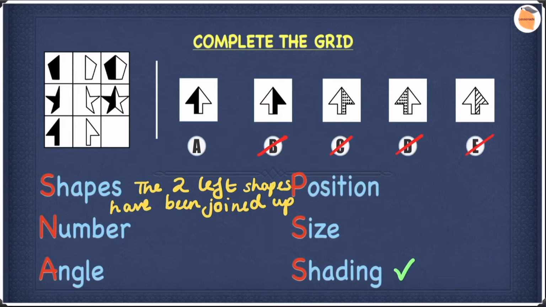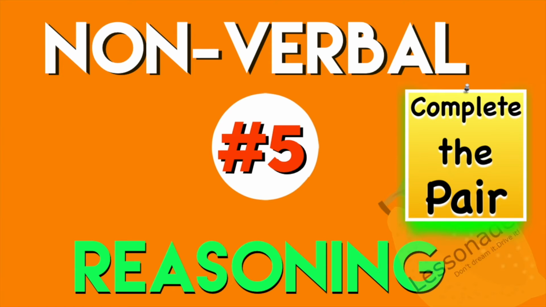Let's check if A is right. A has the black on the left and the white on the right. So this means our answer for this question is A. So I hope you guys understood everything. In this video, you will learn 11 plus non-verbal reasoning type 5, complete the pair.